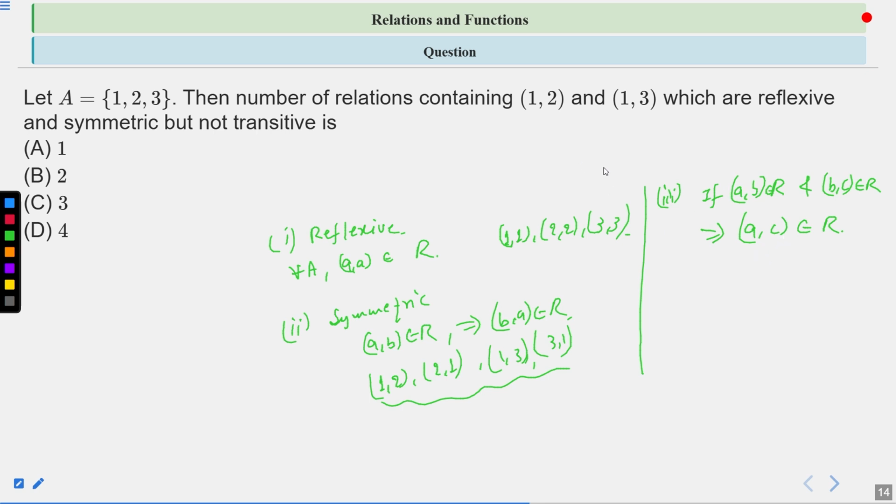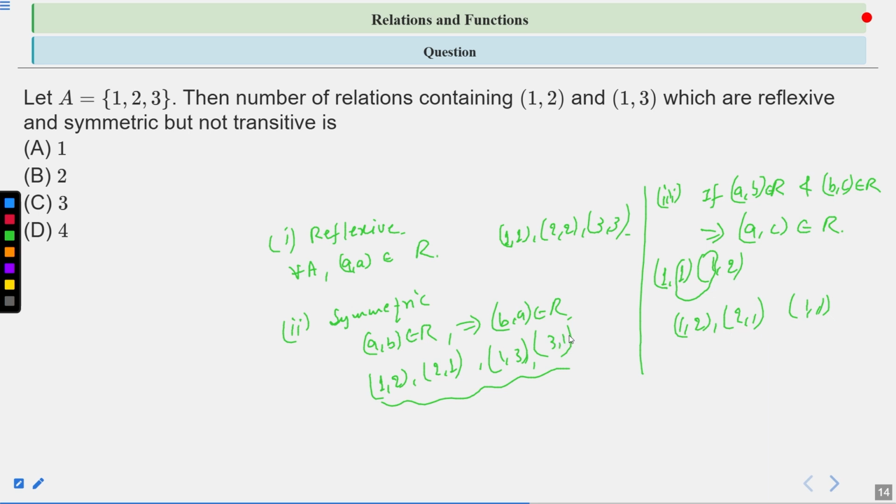For example, (1, 1) is present and (1, 2) is present. So if (1, 1) and (1, 2) are present, then (1, 2) will always be present, which is of course present, right? Clear? And suppose (1, 2) is present and (2, 1) is present, then (1, 1) must always be present for the relation to be transitive.